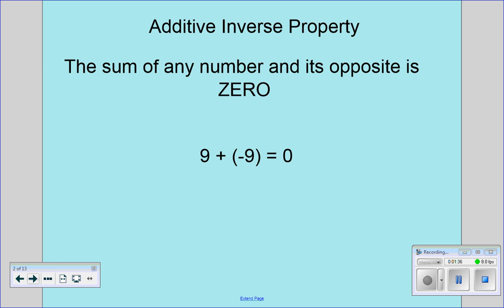Maybe you want to write an example, like maybe you should say additive inverse property. An example, 9 plus -9 is 0. That's just the easy way to do it. The sum of any number and its opposite is 0. And then this is an example. And any number and its opposite is always 0.